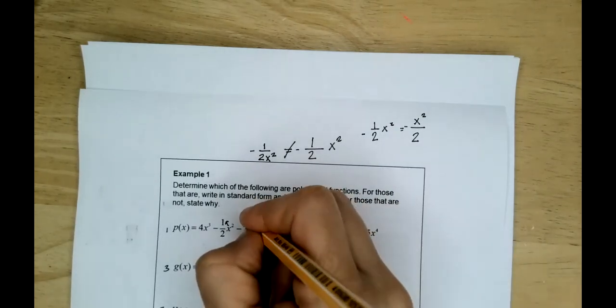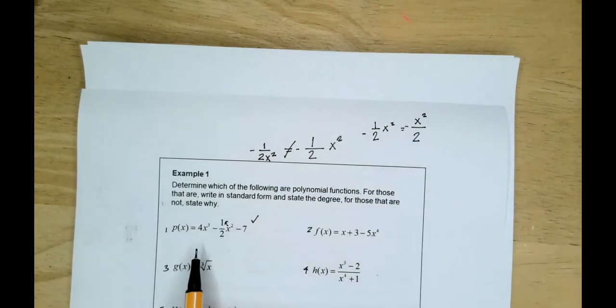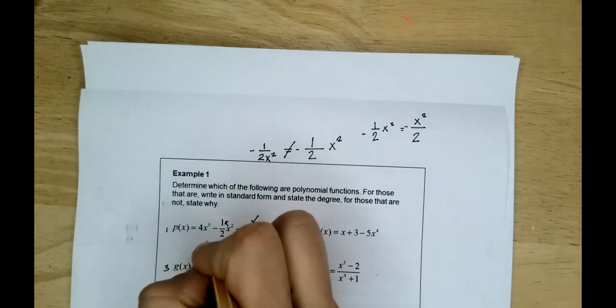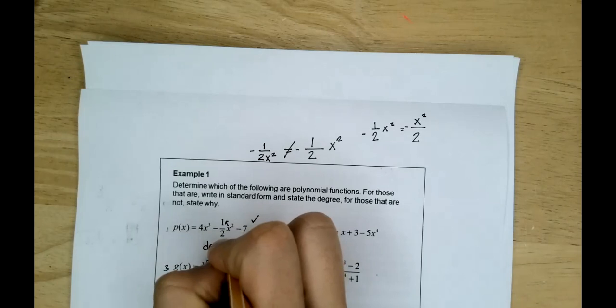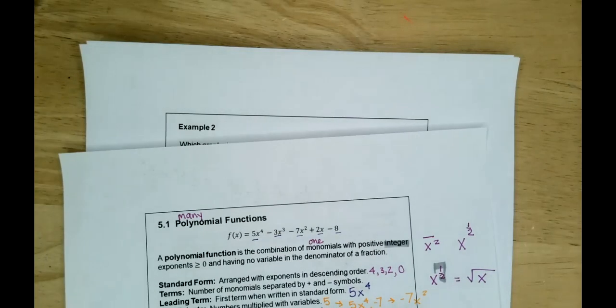So it is a polynomial function for those that are in standard form. The standard form of this just means that we want to put the exponents in descending order, x to the third, x squared, and then our constant, so it's already in descending order or standard form. And then the degree, if we look back on what it means, the degree is the largest exponent.